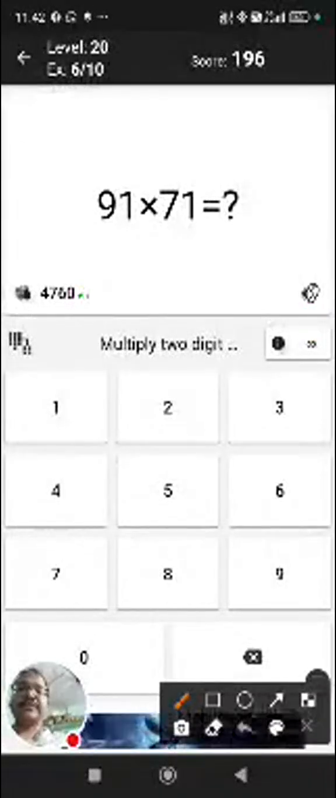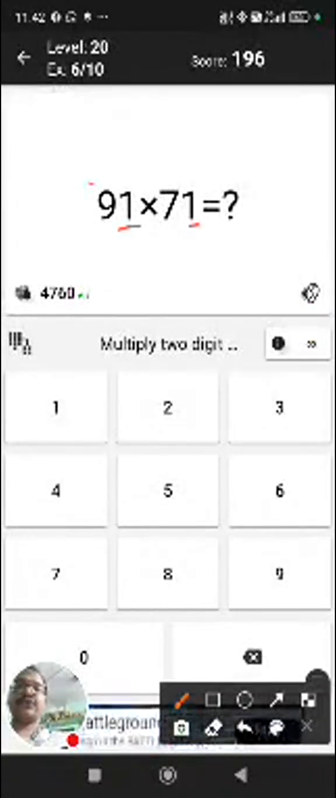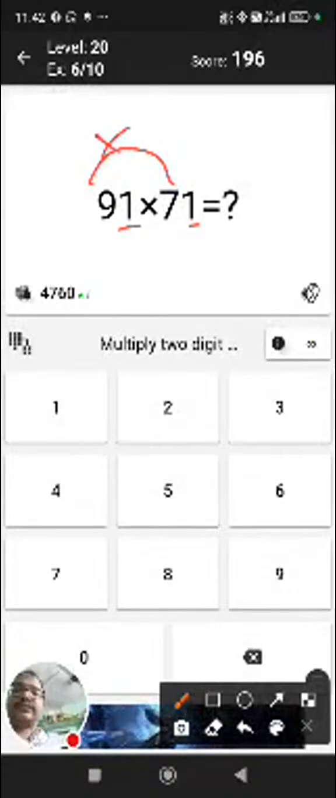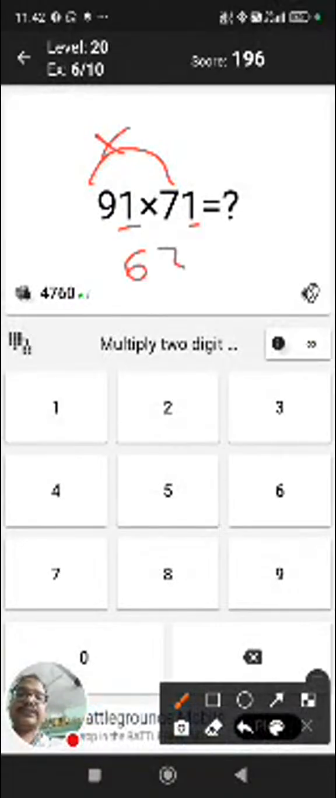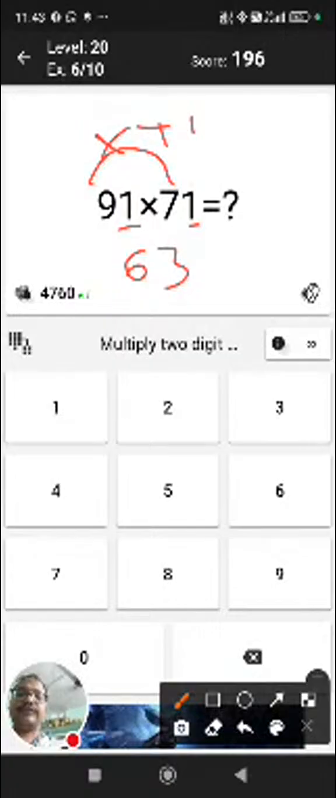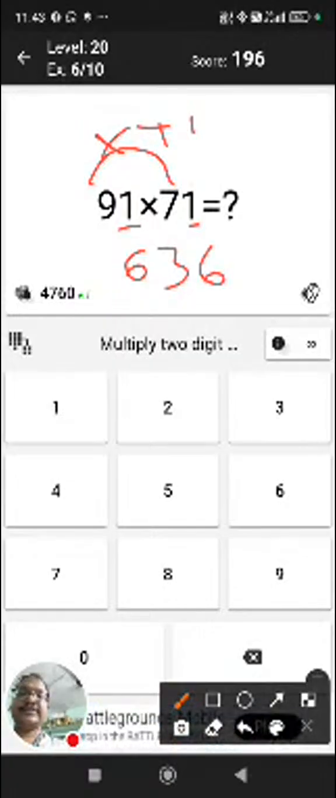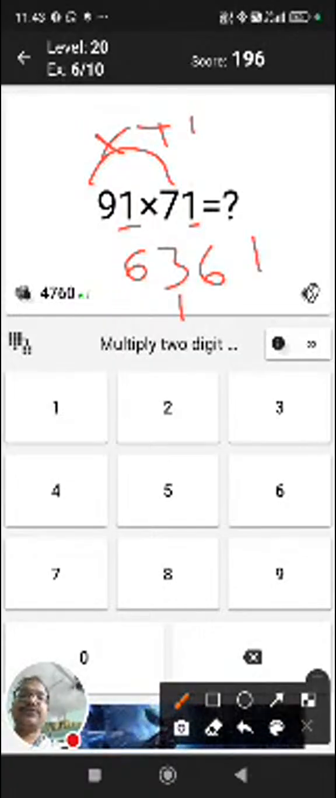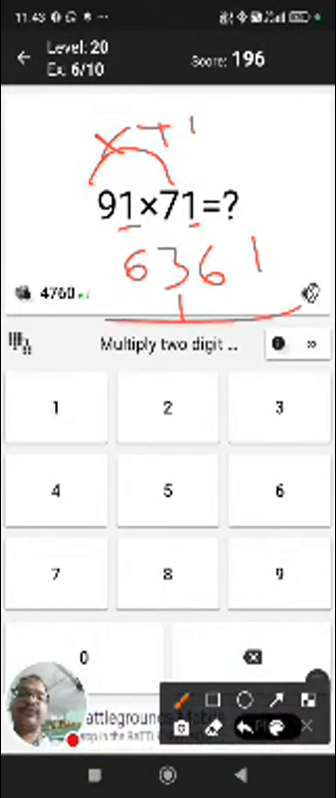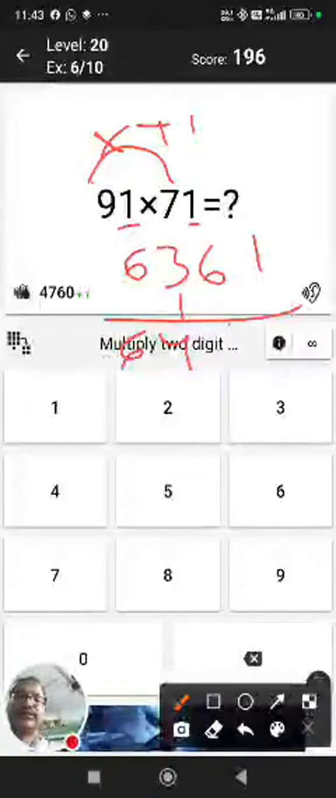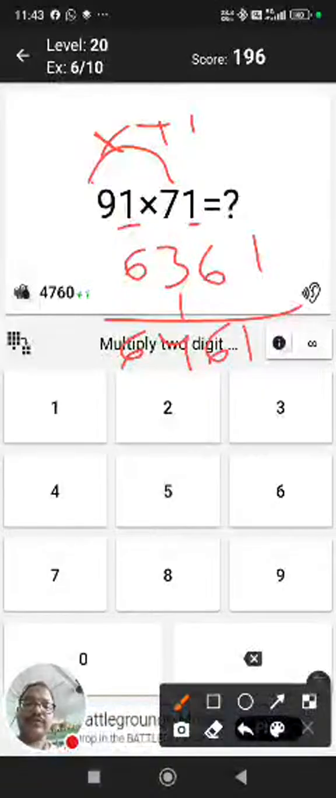Here we see the unit digit is 1. So 9 7 times 63. Sum of 9 plus 7, which will be 16. So 6 here, 1 here. Unit digit is 1. So we get 6461. The answer will be 6461.